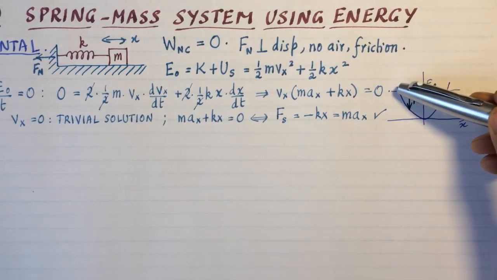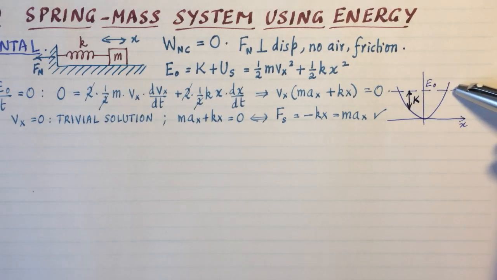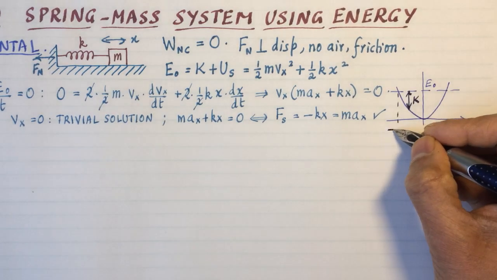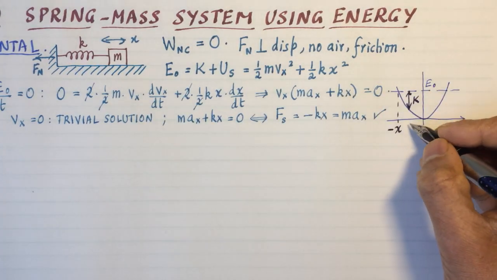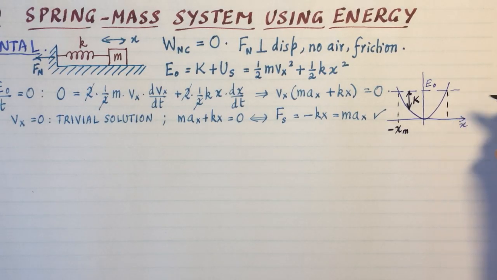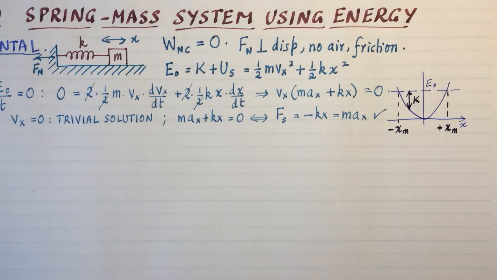So the particle oscillates with the maximum kinetic energy at the equilibrium point, and then at these 2 points, known as the turning points, it has 0 kinetic energy. They're called turning points because the motion turns around from negative to positive, positive to negative at those points. We call this negative x_m and positive x_m. So those are the features for horizontal oscillation.